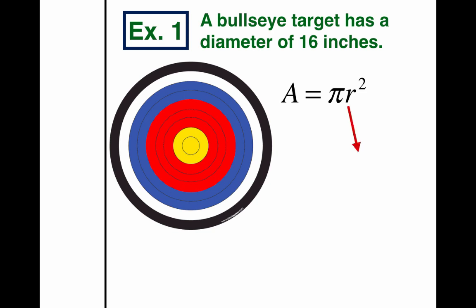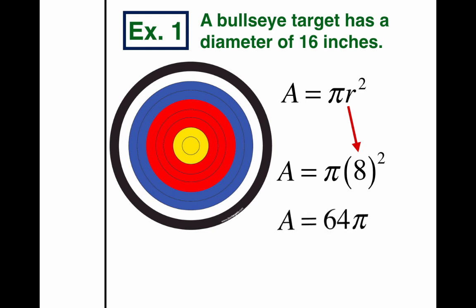Now let's think about what r is in this problem. What is our radius? Well, if it's 16 inches in diameter, then I guess our radius has to be 8 inches to the halfway point. So our formula, A equals pi r squared, is going to be A equals pi times 8 squared. 8 squared means 8 times 8. Don't make the mistake of 8 times 2 is 16. That's a mistake. 8 times 8 is 64. So we have 64 pi.